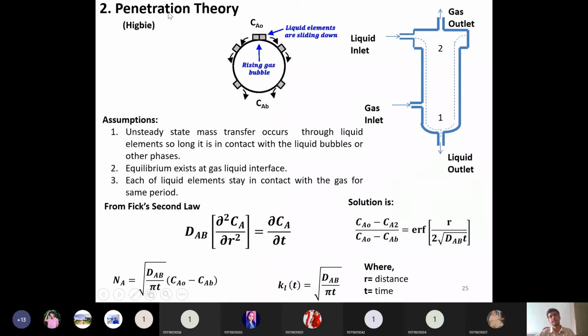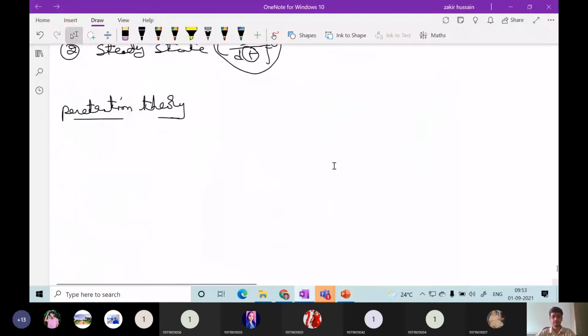So why has this theory come up? Because all industrial operations are carried out at unsteady state conditions, whose variables are not at all independent of time. They are dependent on time. So this penetration theory is valid for unsteady state mass transfer operations. Only for unsteady state mass transfer operations is this penetration theory valid. How this is valid, I will explain to you.